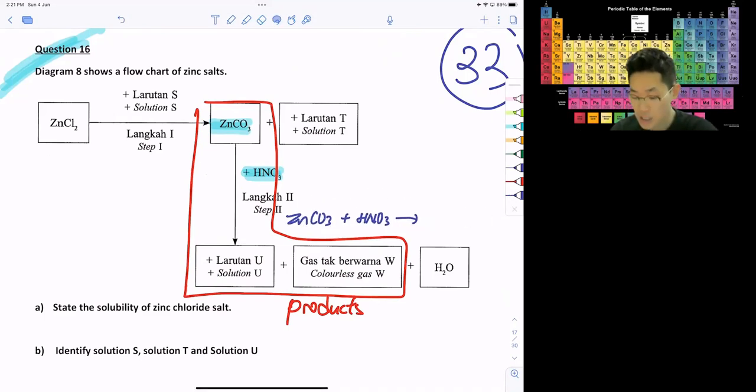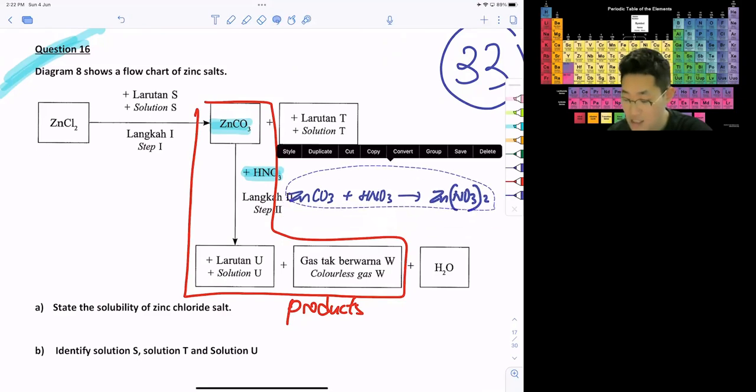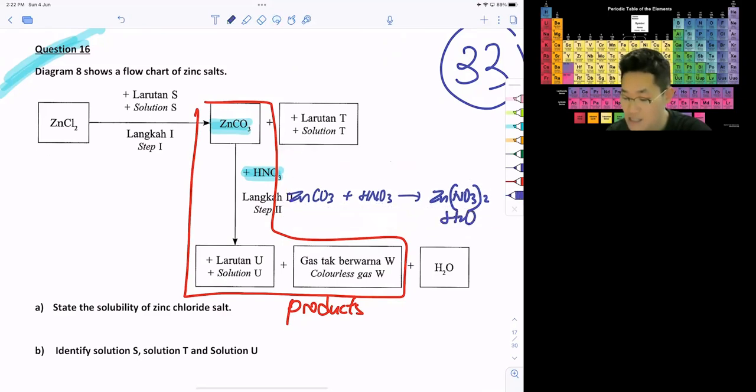Just write the equation out. Then you will be able to get zinc nitrate. And also, they give you one H2O. What is the gas, guys? For those who haven't given me the answer yet, what is the gas? What's the gas?